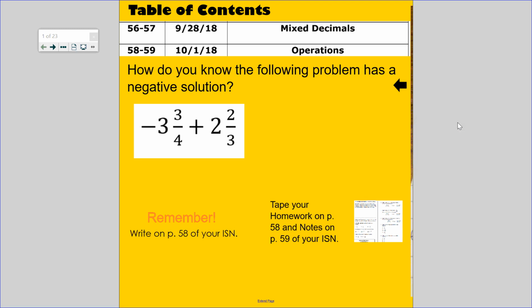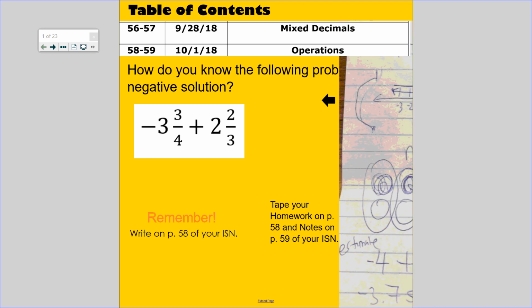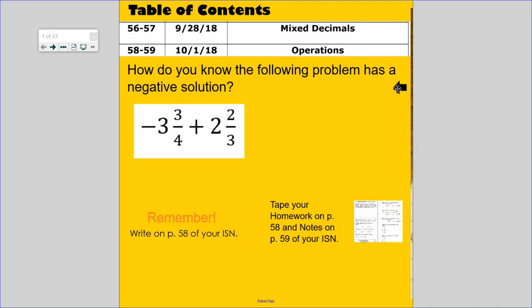This lesson is over operations of rational numbers, fractions, and decimals, including positives and negatives. So how do you know that negative 3 3/4 plus 2 2/3 is negative? Well, there are tons of ways to figure it out, and I'm going to show you different ways of how you can know this.